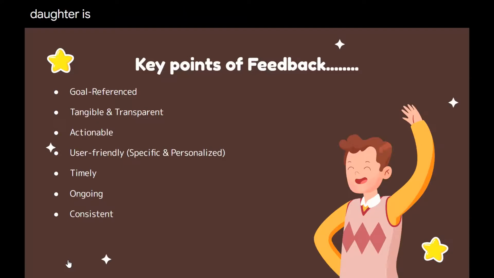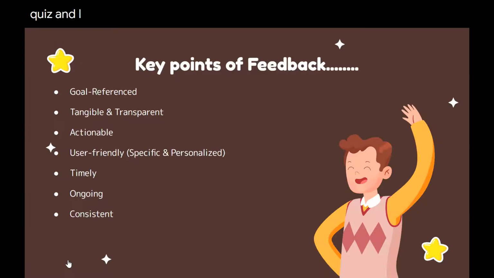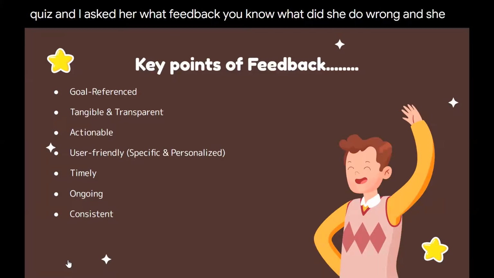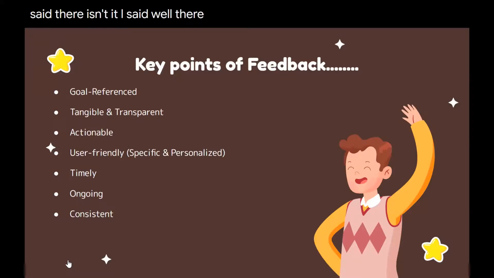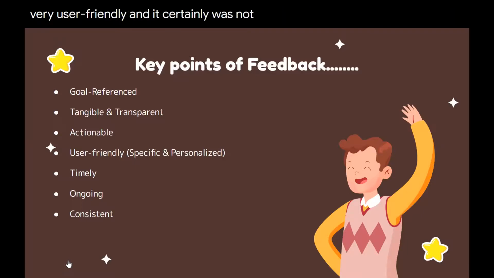My daughter is at college, she's at JMU, and she didn't get a great score on a recent quiz. And I asked her what feedback, what did she do wrong? And she said, there isn't any. I said, well, then you need to ask for some. So she asked for some, and the feedback that she received was, did you make an appointment with XYZ? Well, that is not very helpful. It wasn't very user-friendly, and it certainly was not very transparent. So that was absolutely not good feedback for her.